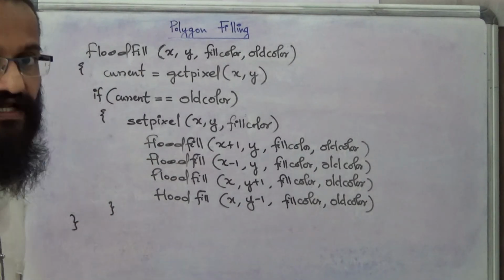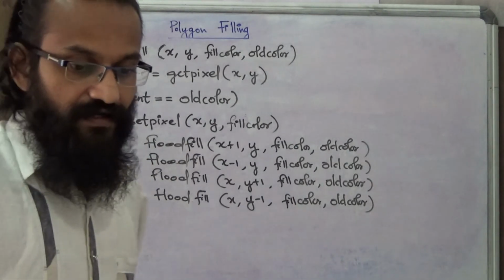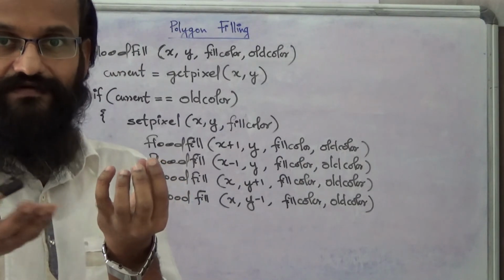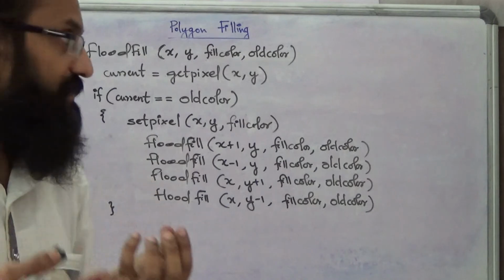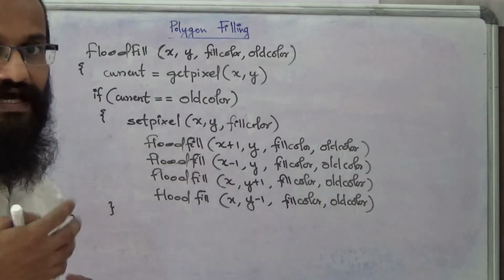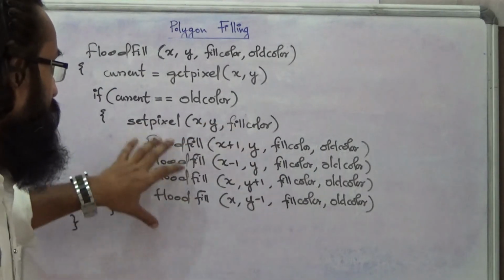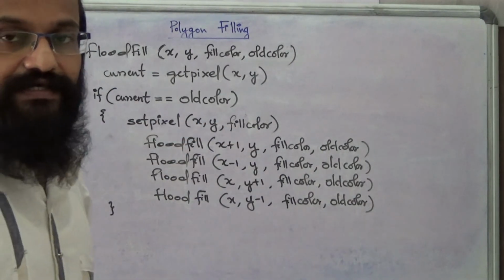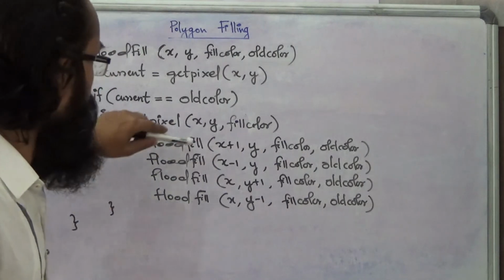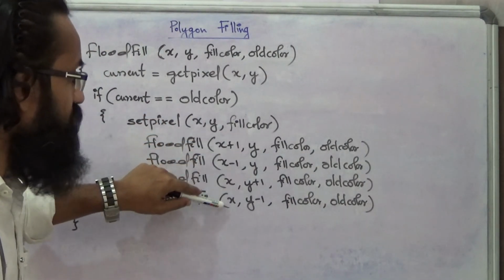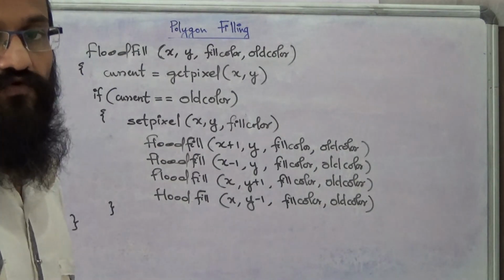It will check whether current is equal to old color. If the current pixel is of old color, or the same as the interior color, then it will fill that pixel with the new color using the function setPixel x y fill color, followed by invoking flood fill with respect to its right pixel, left pixel, top pixel and bottom pixel. That is what happens in the 4 connected method.